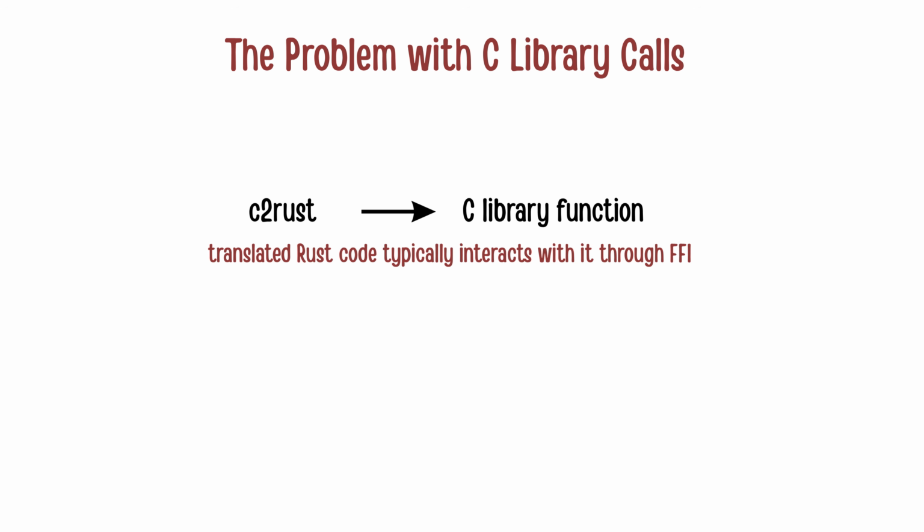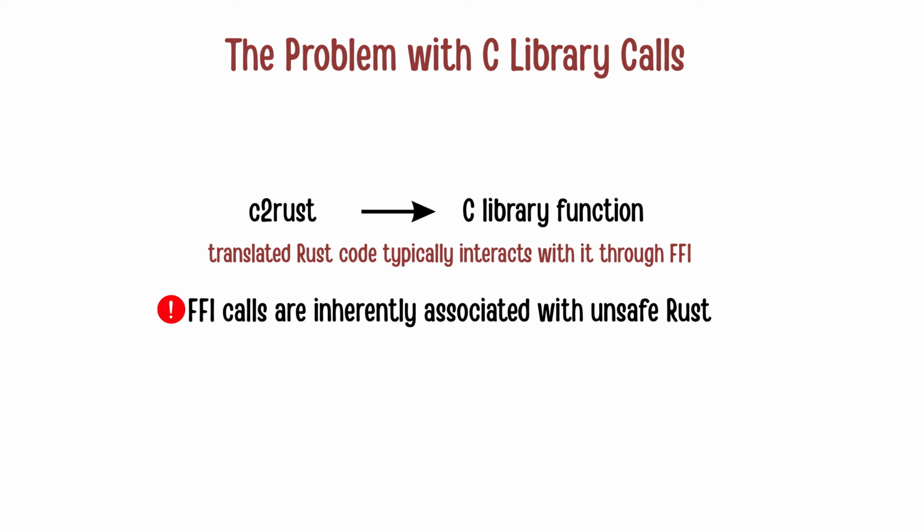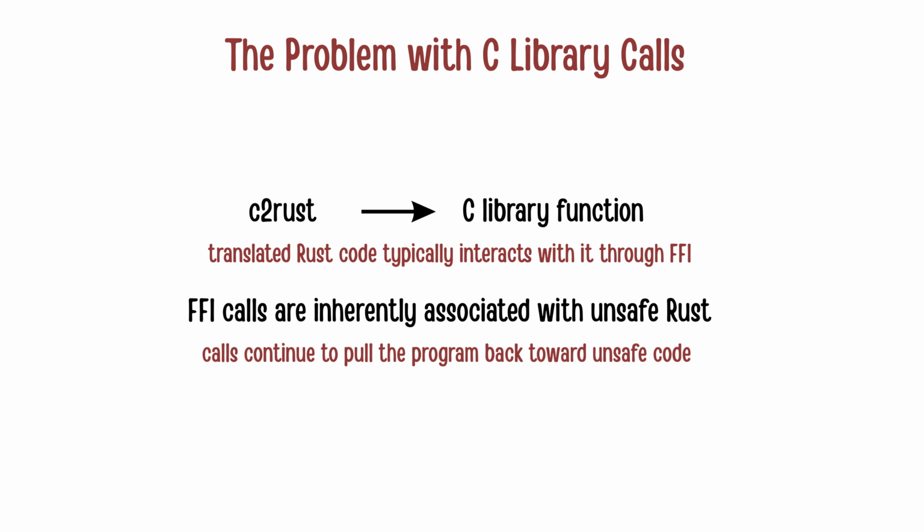C library calls create another major obstacle. When C to Rust encounters a C library function, the translated Rust code typically interacts with it through foreign function interfaces. For example, instead of replacing a C library operation with an idiomatic Rust API, the generated code may simply call the original C function. But FFI calls are inherently associated with unsafe Rust, and many C APIs themselves require raw pointers. So even if the surrounding Rust code becomes safer, these calls continue to pull the program back toward unsafe code.